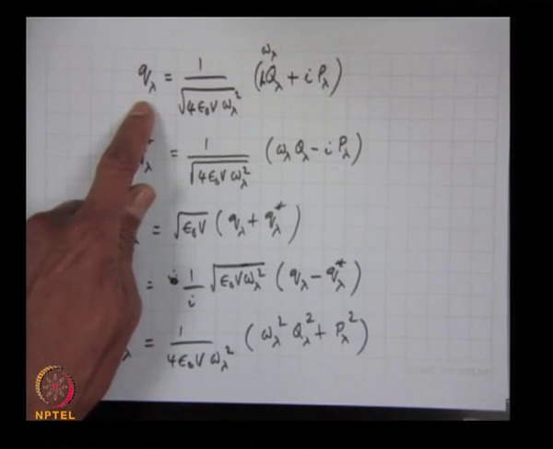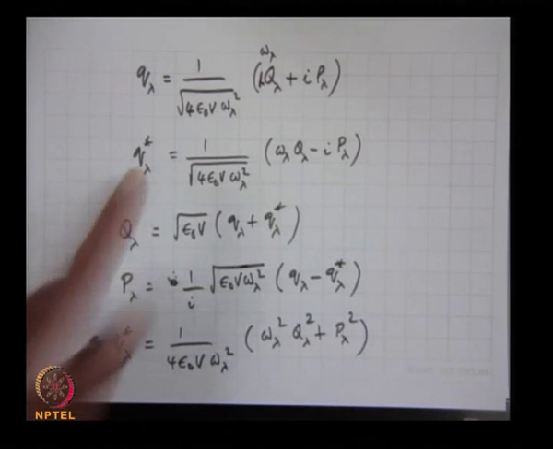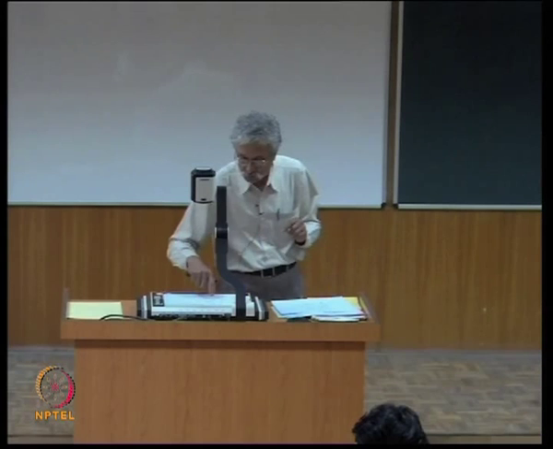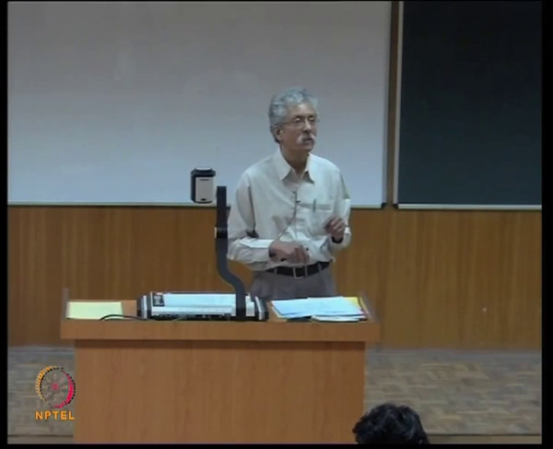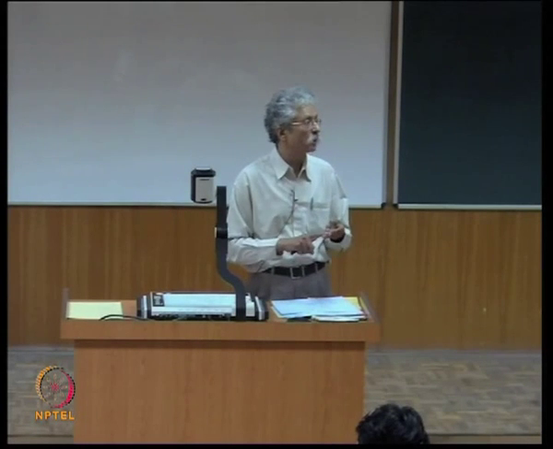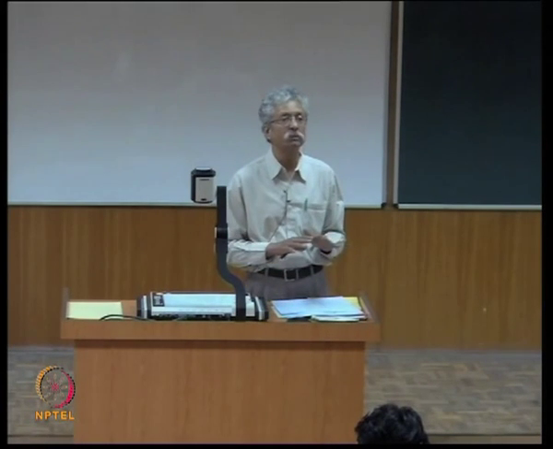If this is an operator, all these are operators, and the A vector becomes an operator, because the A vector is written in terms of Q lambda and Q lambda star. So the vector potential becomes an operator, the electric field becomes an operator, the magnetic field becomes an operator, all are operators now. All observables become operators.